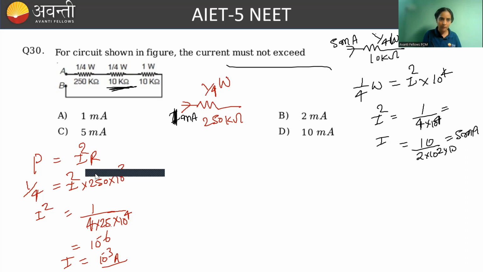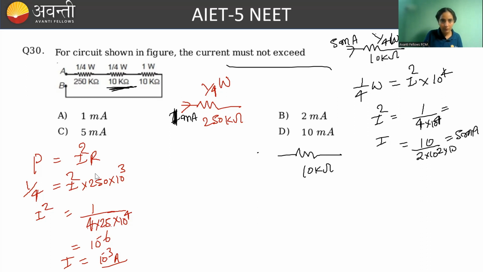Now let's go on to the third resistor. Again, in the exam, you will get a clear idea just by looking at the resistance values where the current is going to be maximum in these three cases. But since I'm solving, I need to solve. Now let's go with the third case. In the third case, what do you have? 1 ohm, 10 kilo ohm.